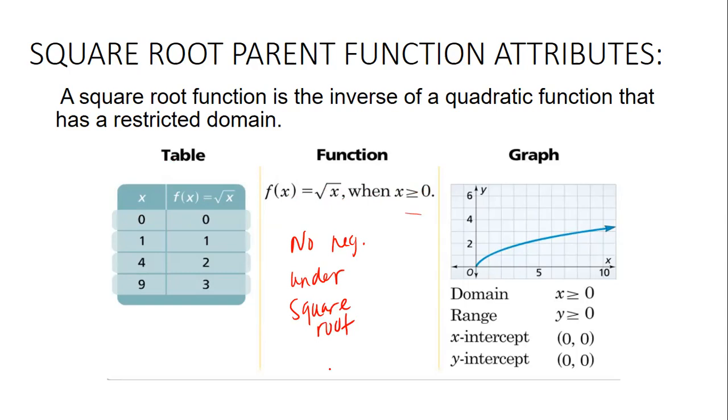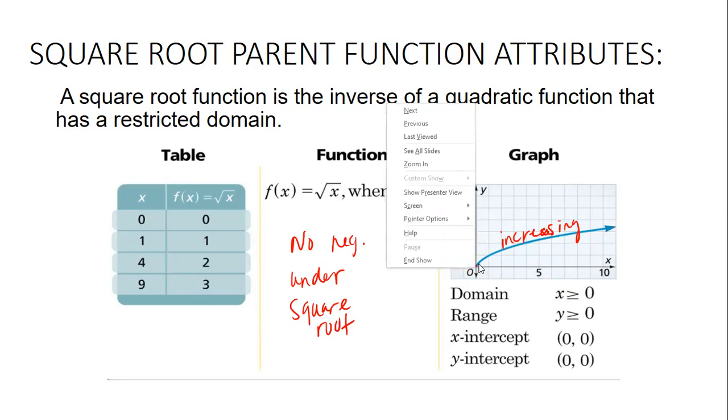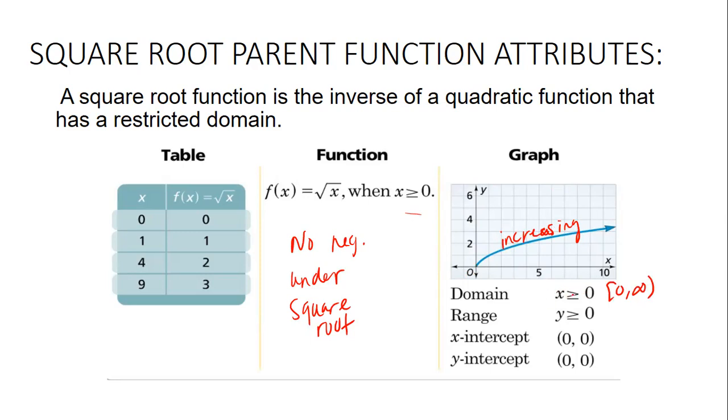Okay. Next, we're going to look at our graph and analyze the parent function. When we look at the graph, you're reading from left to right. From left to right, what is this function doing? Increasing. So the function is increasing. Then from left to right, we also can analyze our domain. Our domain starts at 0 and continues to positive infinity. So 0 to positive infinity. This is our inequality. This is our interval. So on the inequality, it's just saying that x's are greater than or equal to 0.